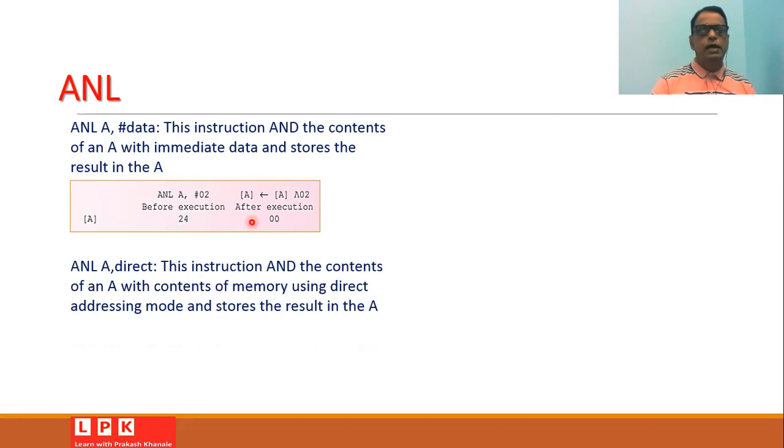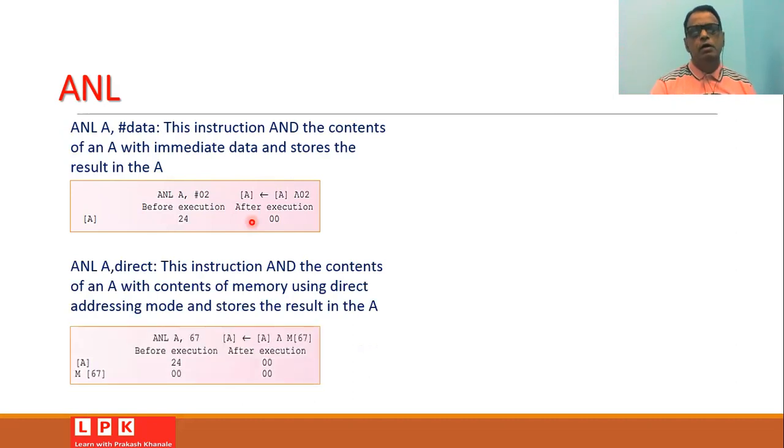We can also perform an AND operation with the content of a memory location, and for this we will use the instruction ANL A, direct. This instruction will AND the content of the accumulator with the content of memory using the direct addressing mode, and it will store the result in the accumulator. For example, if we write ANL A, 67, and suppose the content of A is equal to 24 and memory contains 00, then after the execution of this instruction, we will get the content of A equal to 00 hexadecimal.